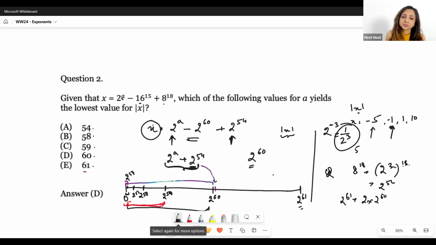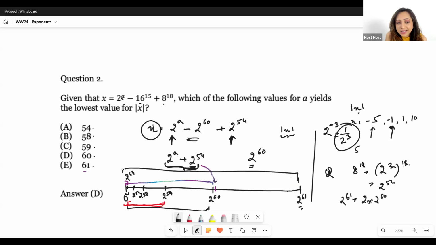What if A were 61? Then I would have to add this entire thing 2 to the power 61 plus this little bit of 2 to the power 54. And is this close to 2 to the power 60? Well, no, it's much, much larger than that. So what should be my value of A such that these two are almost equal? The value of A should be 60, because 2 to the power 54 is very, very small compared to 2 to the power 60.